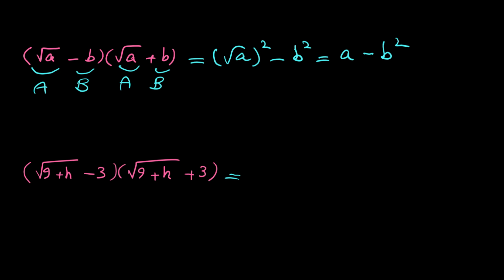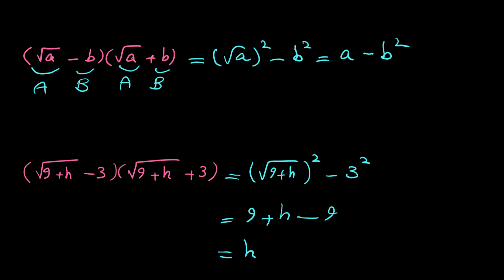Again, if you pay attention, here we have a minus b times a plus b. So the answer is a to the 2 minus b to the 2. What is a here in this example? A is radical 9 plus h, to the power of 2, minus b. B is 3 to the 2. The power 2 and radical cancel. We have 9 plus h minus 3 to the 2, which is 9. 9 minus 9 is 0. So only h remains. So the answer of multiplying this expression by this expression is h.